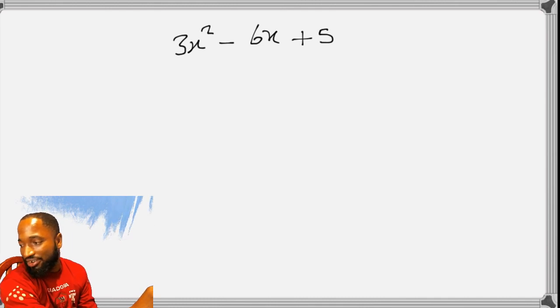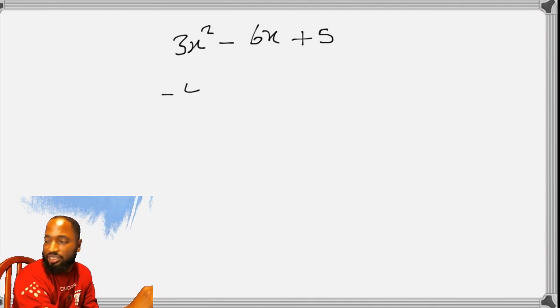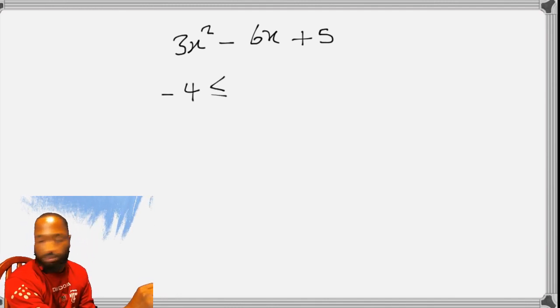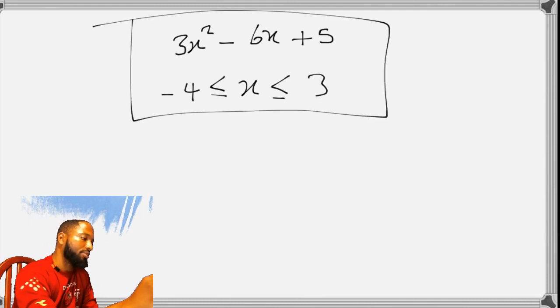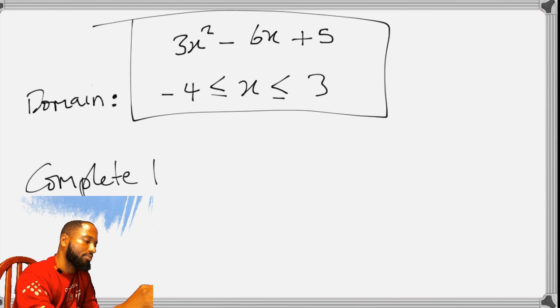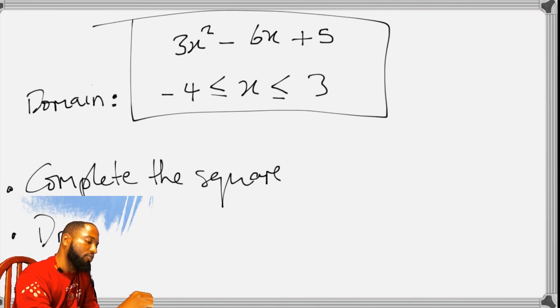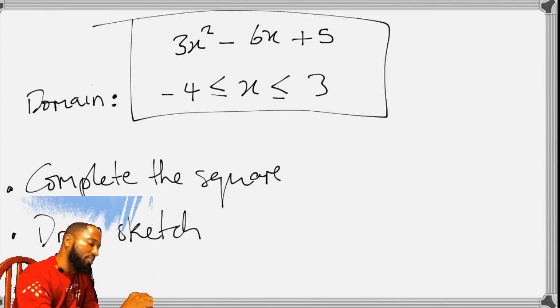So Shemai, I hope you're ready. You ready? 3x squared minus 6x plus 5. Our domain is negative 4 is less than x less than 3. So this is the domain here. And what I want you to do is complete the square. A lot of things to do here. You have to complete the square. You have to draw a sketch. Keep in mind, really consider this part in the domain. And then you need to find the range.